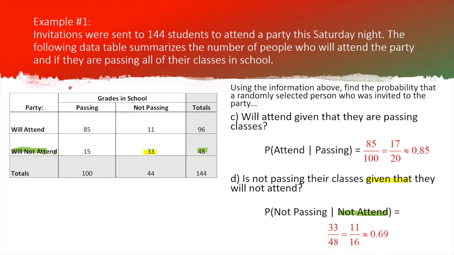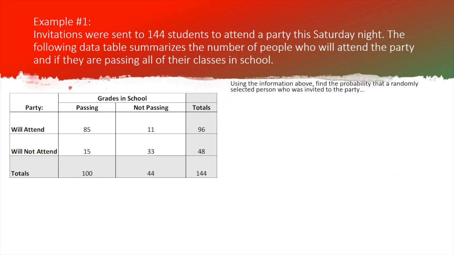So 33 divided by 48 simplifies to 11 out of 16, and that's about 0.69, or about 69% of the students. So if I reach in and pick out a student at random, the probability is 33 out of 48 that I would choose a student who is not passing classes given that they said they will not attend the party. Now we've discussed conditional probability, but it can get a little bit confusing with the wording of questions. So let's go on and look at question E.